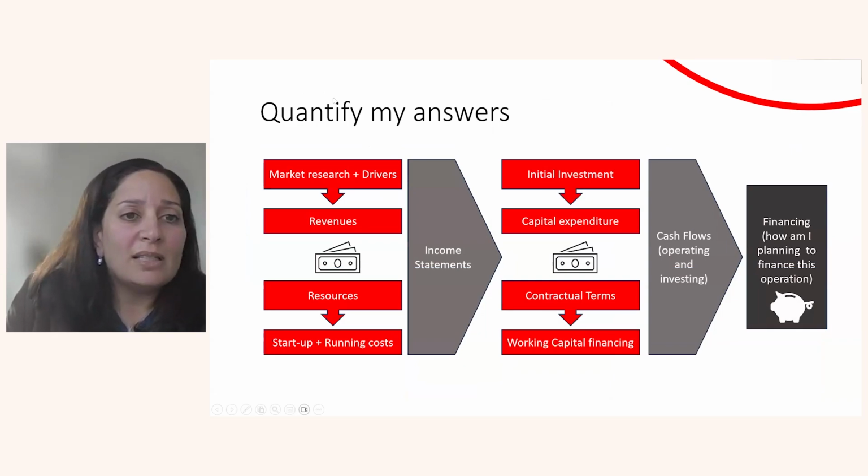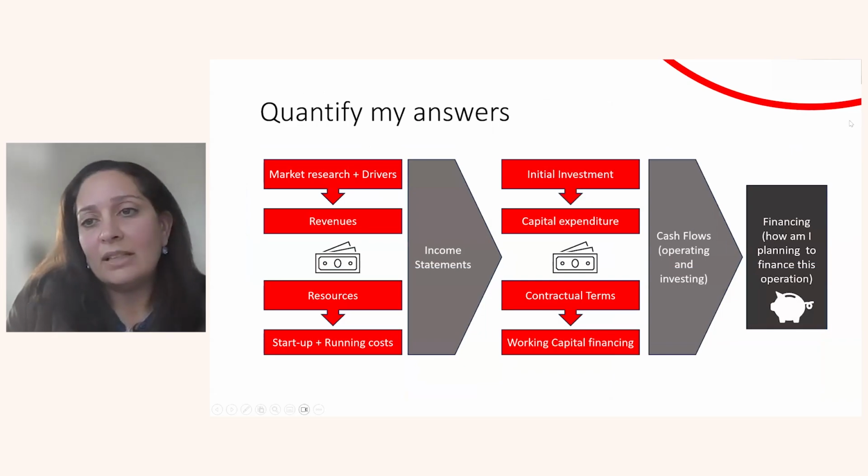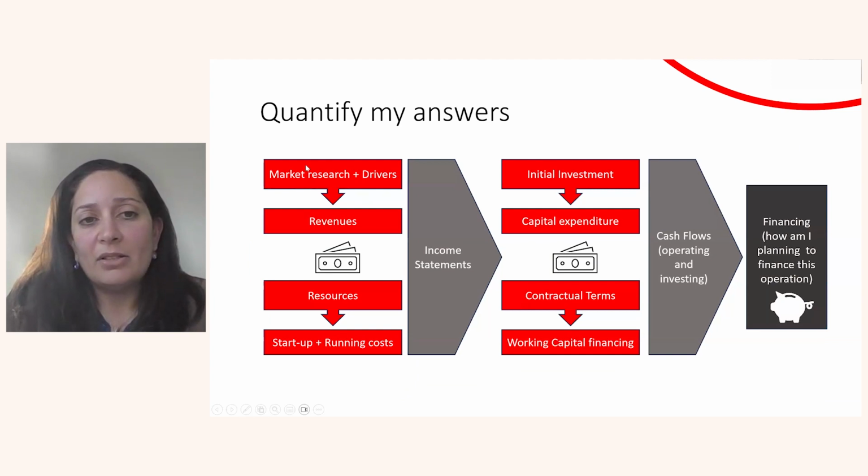If I want to summarize it in one graph, I would look at it this way. I've done my market research. I know my drivers. I'm able to know what my revenues are. I've identified and quantified my resources. I know what my startup and running costs are, and all this is going to translate into my income statements.